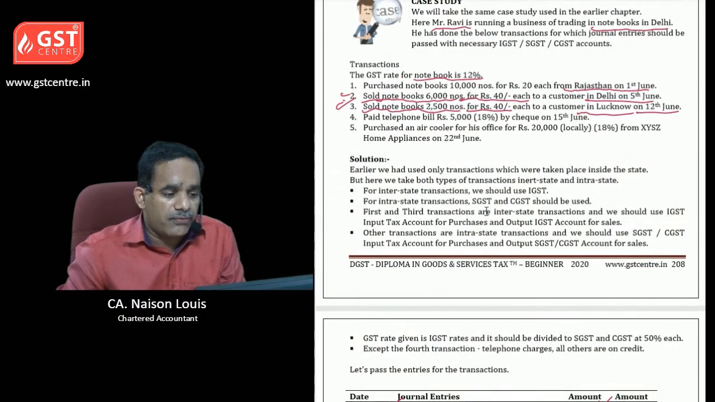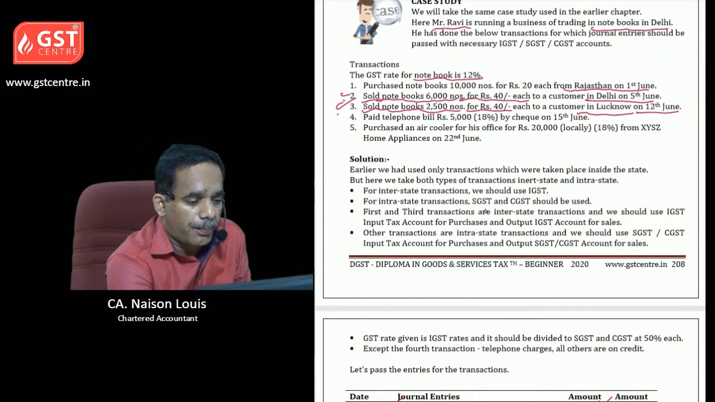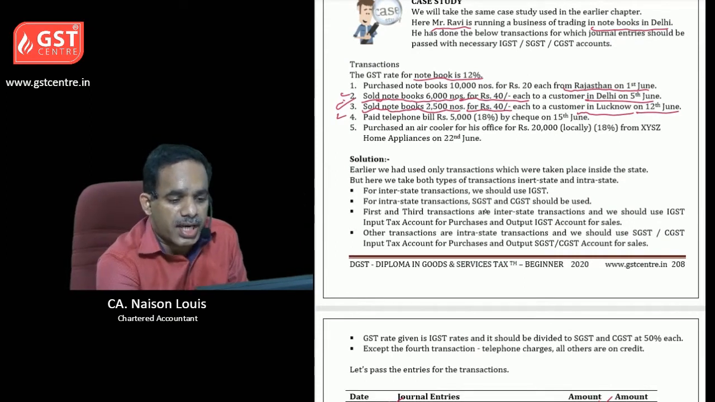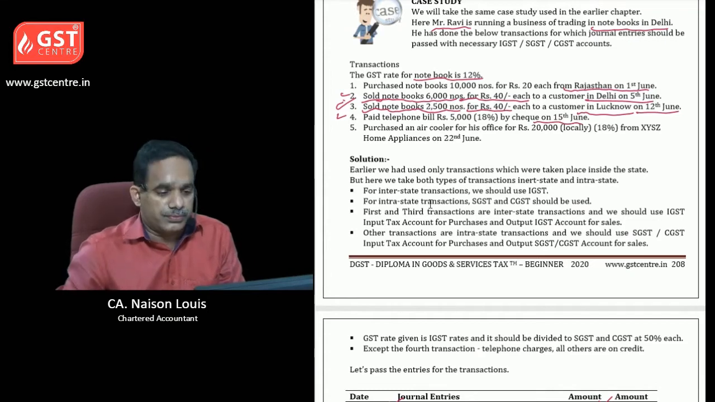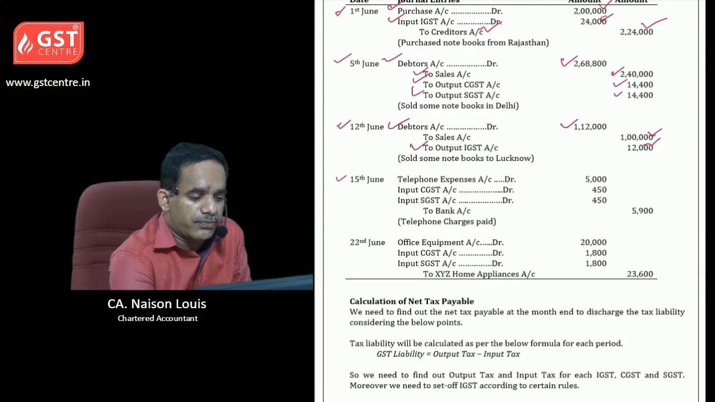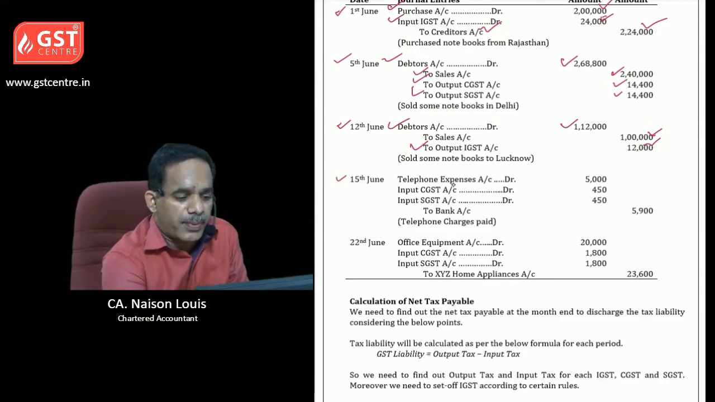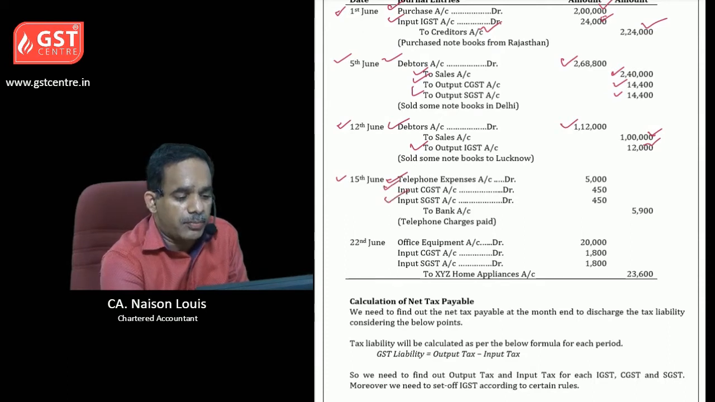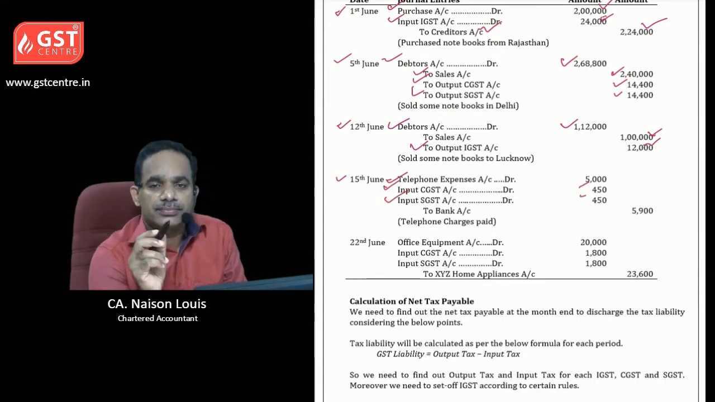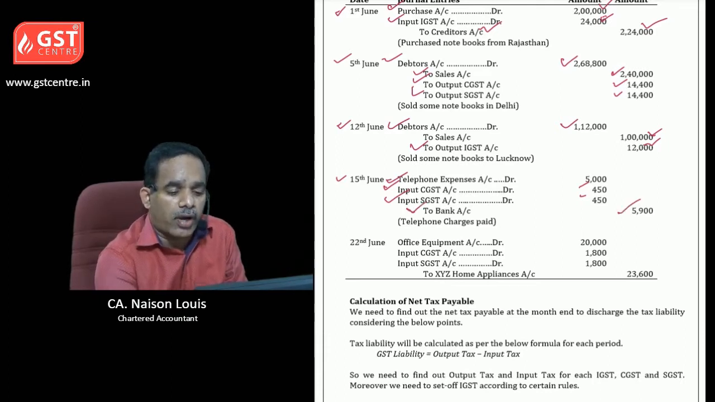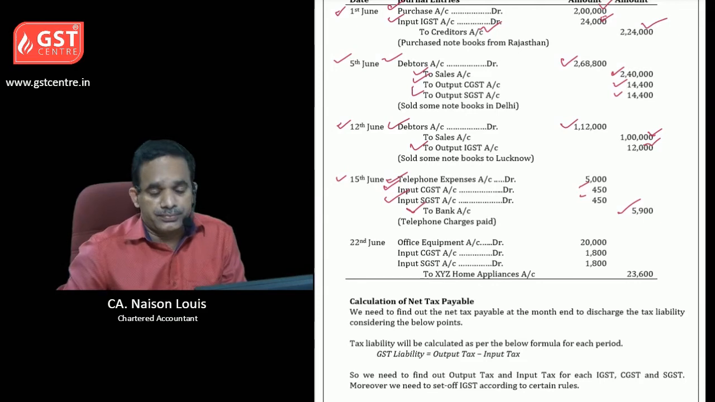Then let us take the fourth transaction. Paid telephone bills, rupees 5,000. What is the GST rate? 18%. By cheque on 15th June. Clear? So we will put the date 15th June. Telephone expenses 5,000 debited, input CGST and input SGST 450 each. Then it will be credited to bank account. Why? The cheque is paid.